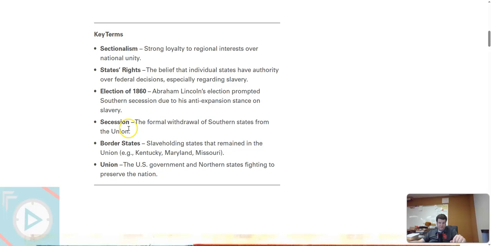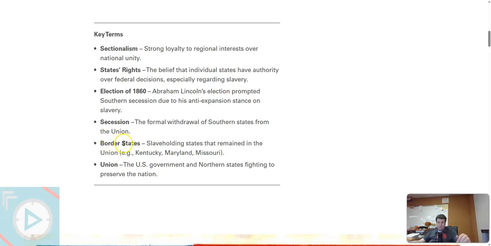Secession is another word that comes up. Secession is just the formal process of Southern states saying, we are leaving the United States of America, or the Union. You'll hear Union and United States of America. That also refers to the northern states, though that's what those are referring to.